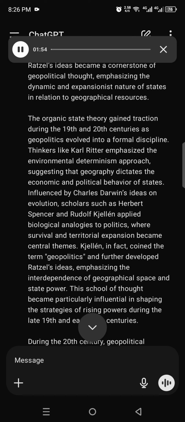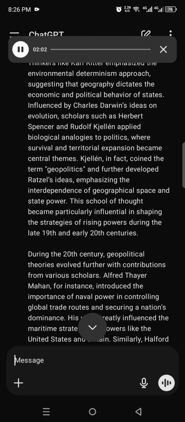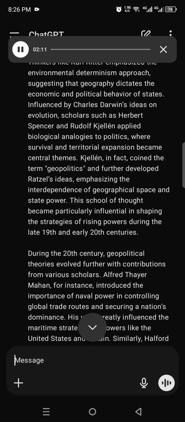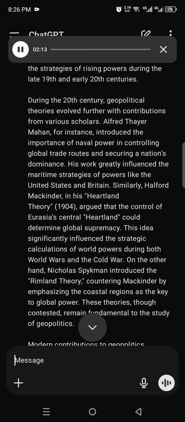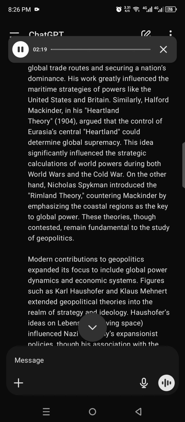Alfred Thayer Mahan, for instance, introduced the importance of naval power in controlling global trade routes and securing a nation's dominance. His work greatly influenced the maritime strategies of powers like the United States and Britain. Similarly, Halford Mackinder, in his Heartland Theory, 1904, argued that the control of Eurasia's central heartland could determine global supremacy. This idea significantly influenced the strategic calculations of world powers during both World Wars and the Cold War.